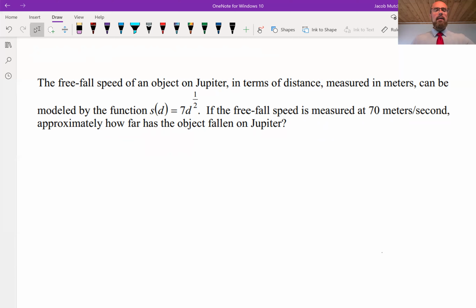I do have, again, an equation or a function. So here I've got s of d equals 7d to the power of 1/2. And then I've been given some measurement, and I want to input that either for the domain, the d value, or the range, s of d, and then I want to come up with the other one that I'm leaving as a variable. Well, let's decide which is which.